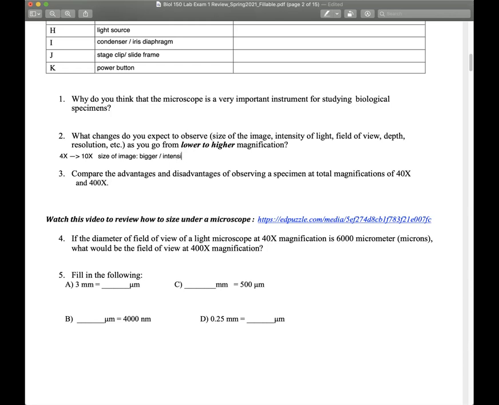What's going to happen to the intensity of light? This one's a little harder to answer because you haven't had the chance to actually physically use a microscope in class. But what do you think would happen to the intensity of light? It's less light. That is correct. So the intensity of light is going to decrease.